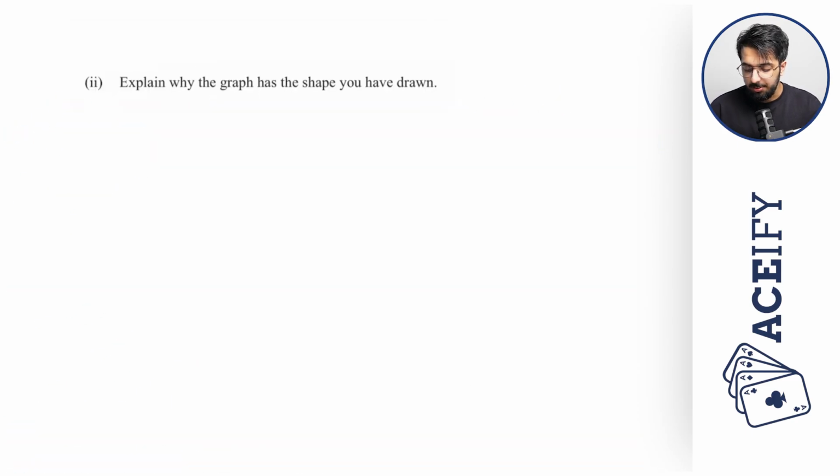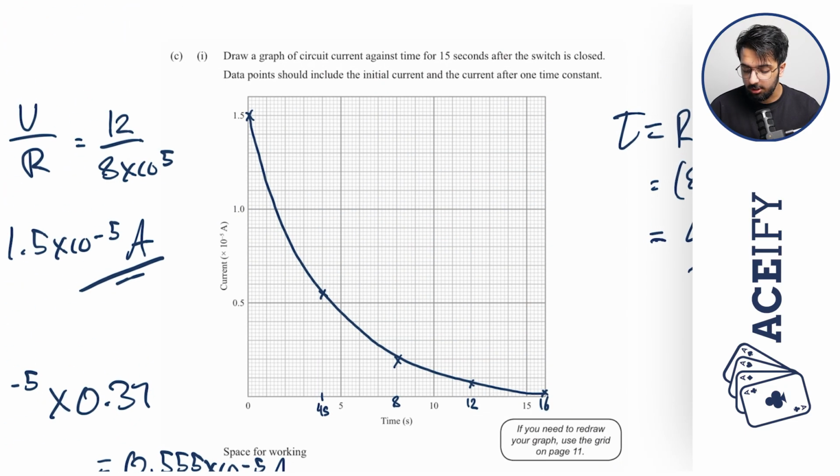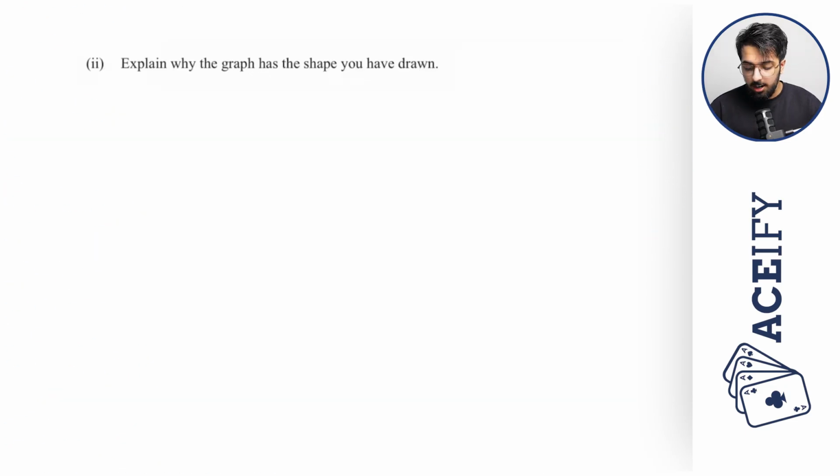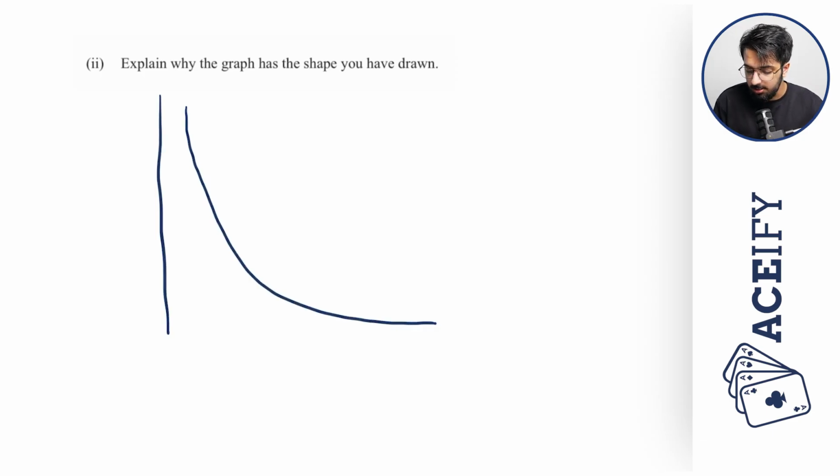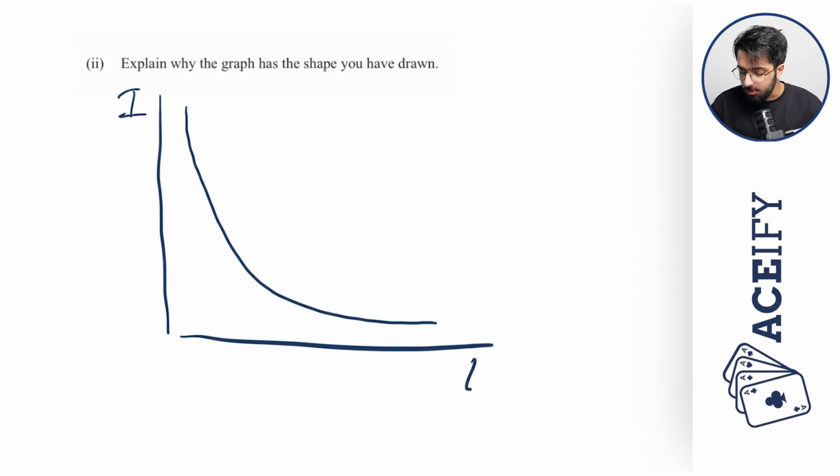Explain why the graph has the shape you have drawn. Alright, so obviously the graph has a decay curve, okay, so it's an exponential decay. Alright, so the reason why it has this shape, which again is roughly like this, where this axis is current and this axis is time, so this is current over time, okay.